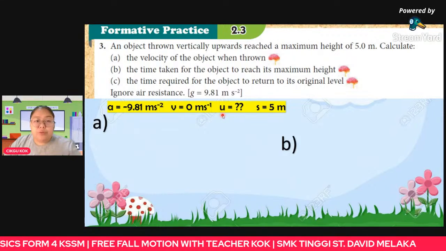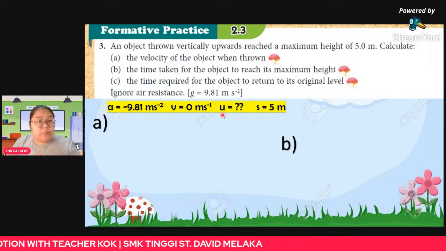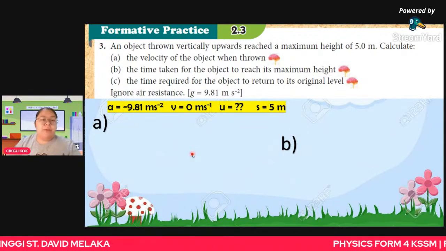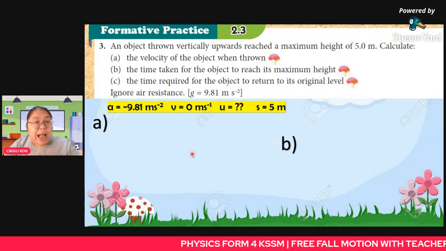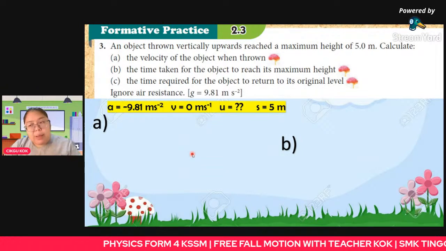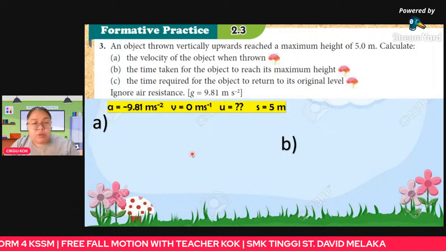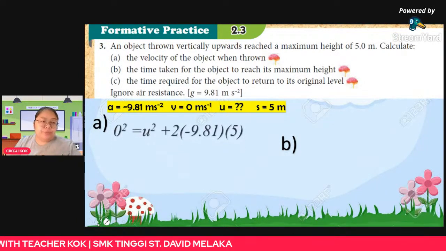The initial velocity we do not know, because we don't know how much velocity was used to push the object up. The displacement we know, it is 5 meters. So from here we want to find u. We don't have the time, is it? No time means we use the last equation: v square equals u square plus 2as.